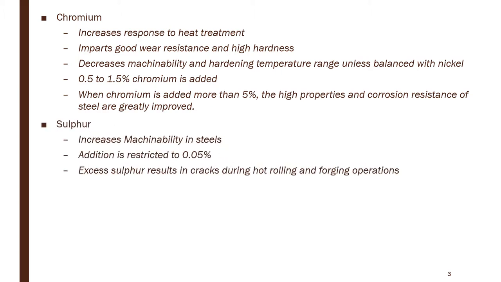Next one, that is sulfur. Still there are many others. Sulfur increases the machinability in steels. However, its addition is restricted to 0.05%, because if it is more, the excess results in cracks during hot rolling and forging operations.